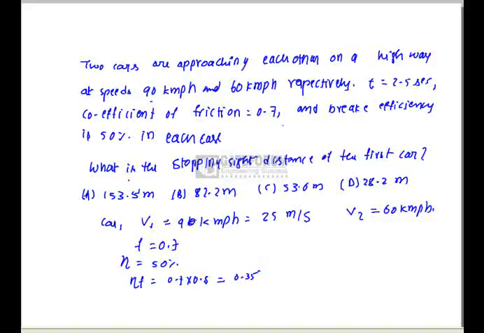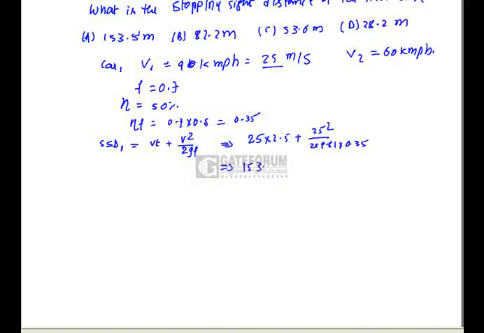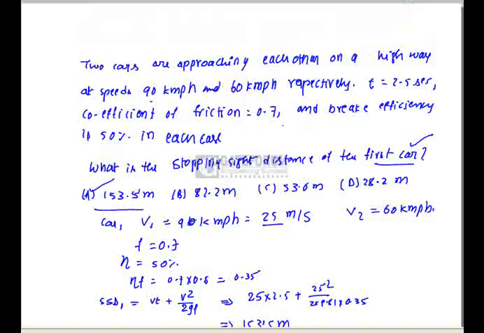So what is the question? What is the stopping sight distance of the first car? Stopping sight distance of the first car is equal to Vt plus V square by 2gf. That implies V is 25 meters per second, T is 2.5, plus 25 square by 2 into 9.81 into 0.35. That implies 153.5 meters is the stopping sight distance for car 1. That is option A is correct.